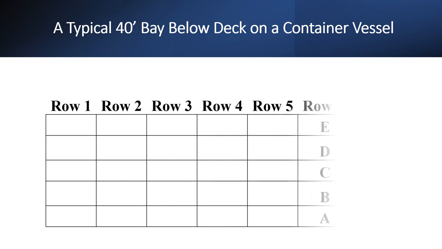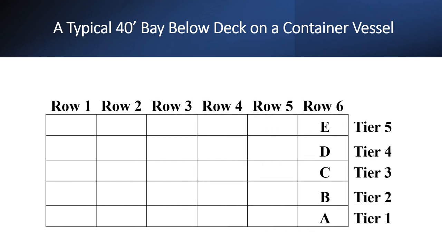Here, the rows are horizontally aligned and represent a stack of containers. So each row represents a stack of containers from the floor of the vessel right up to the underside of the hatch cover. Let us look at these containers represented by A, B, C, D, and E. Each level is called a tier. So A would be on the tier that is on the floor, followed by B, which is on the tier above, and it continues up until we reach E, which is right under the hatch cover.